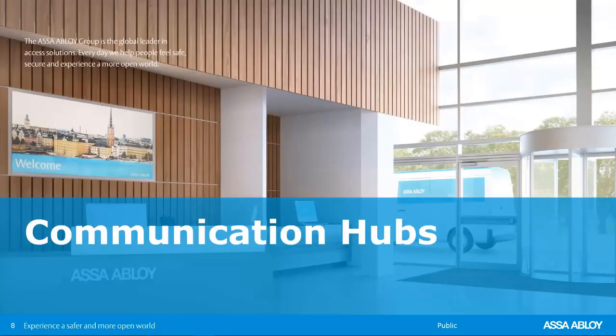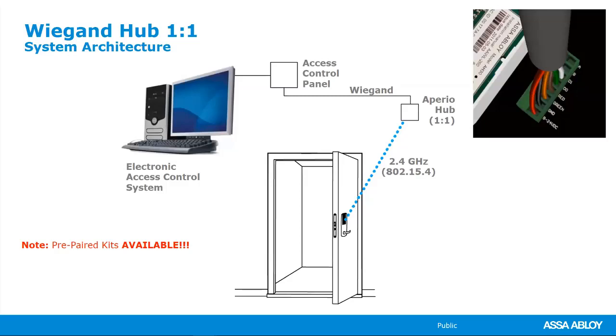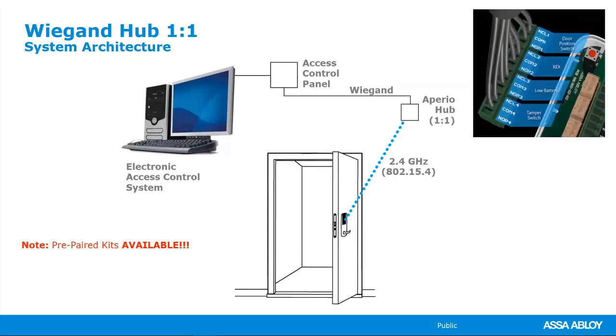So let's take a little bit of time and speak to the communication hubs, or hubs for short. The first one we have is what's called a Wiegand Hub. You'll see up there, it's 1-to-1, meaning one hub to one locking device. It's wired in traditional Wiegand wiring. I have a little image there of a wiring block, as we like to call it, as well as it has an advanced wiring block.